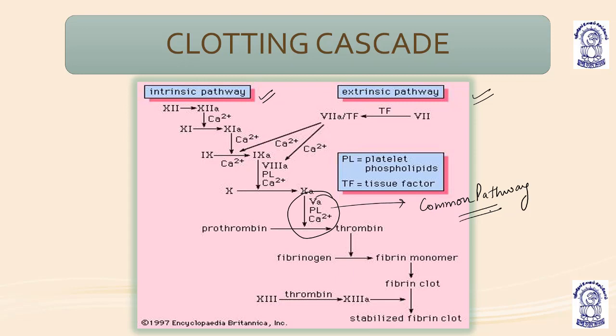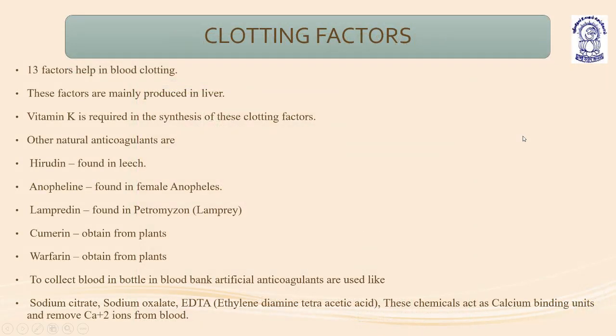Okay. So the clotting cascade basically happens in a two-way process, either by the extrinsic or the intrinsic pathway. Before coming to these extrinsic and intrinsic pathways, I would like to tell you about the clotting factors. There are 13 clotting factors involved in blood clotting.